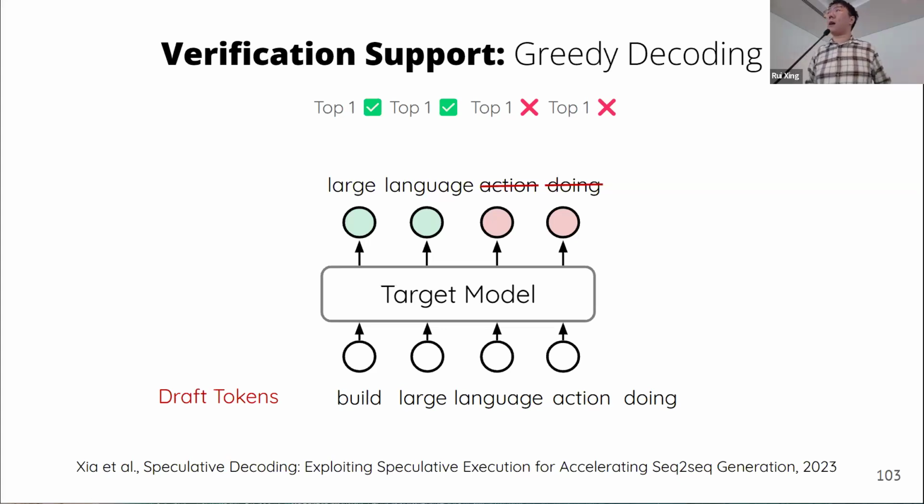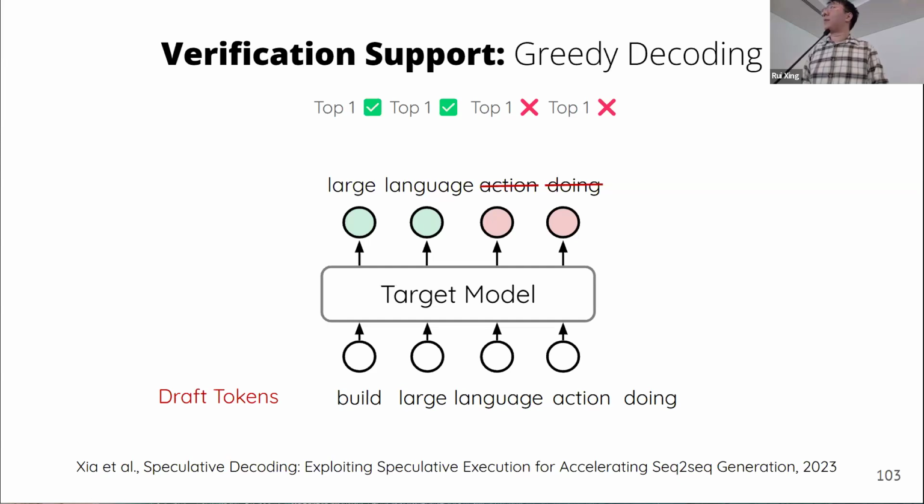And the first support is greedy decoding. It's very simple. Here we draft tokens, "build large language action doing." It's not very fluent because it's generated by the draft model. And the target model does verification in parallel and accepts the first tokens because they are also the top one candidate by the target model. But it rejects "action" and "doing" because they are not the top one candidate by the model.